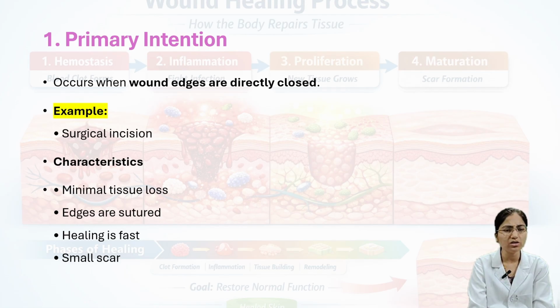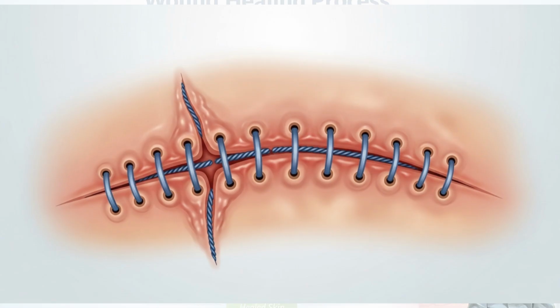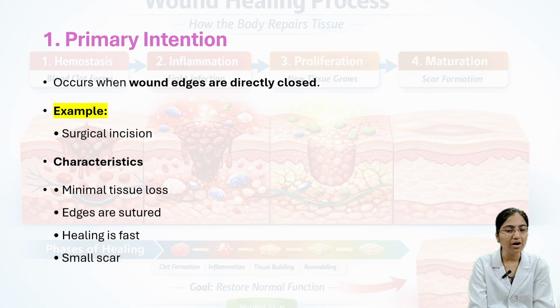This occurs when wound edges are directly closed. For example, you can see surgical incision, and then characteristics here: minimal tissue loss, edges are sutured, and then healing is fast, and then small scar. This is in a primary intention. This occurs in edges are directly closed wounds.